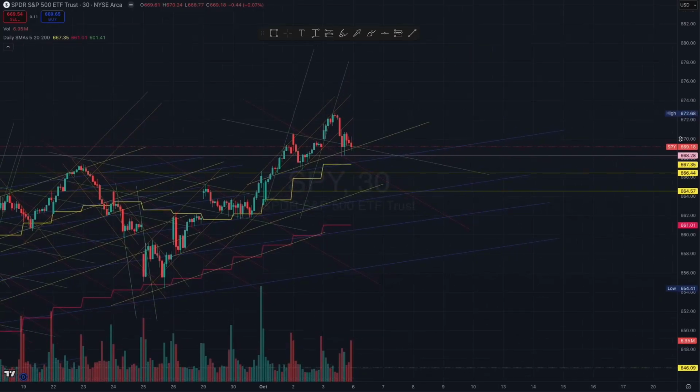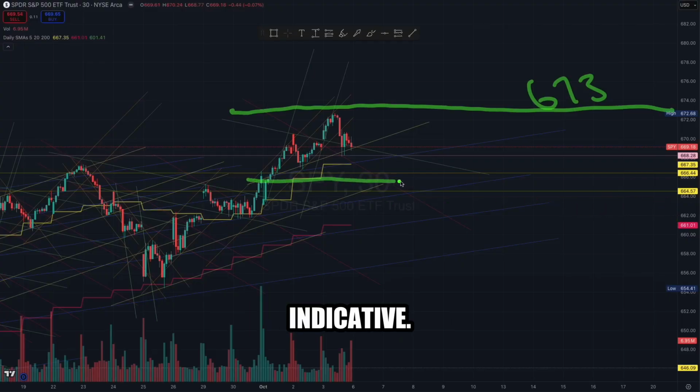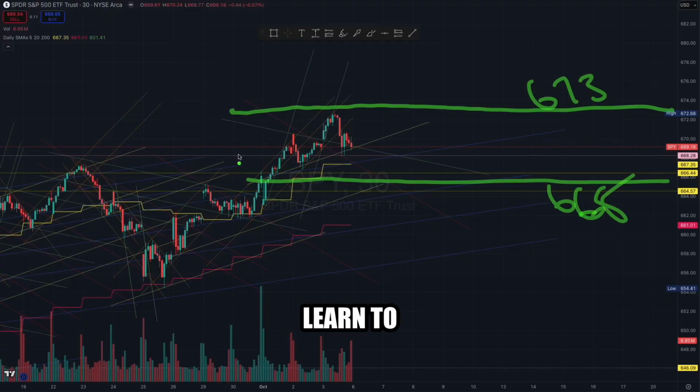Now, for this week, the expected move for SPY will be around the high of 673, as well as on the lower end of 665, about that. Of course, this is just indicative. You have to learn to use the algorithms to help you gauge as well.